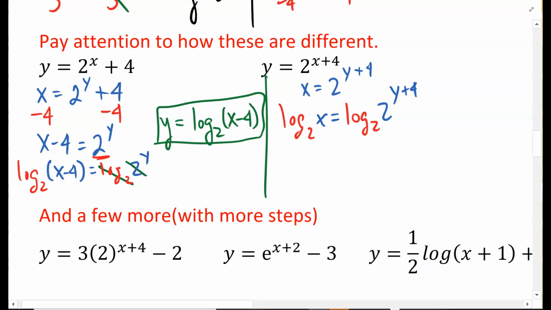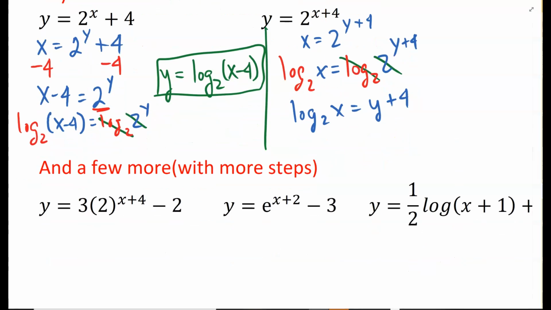All right, so at this point, the log base 2 gets rid of the base of 2, and we have log base 2 of x equals y plus 4. All right, so now we're rolling. We're not done because we have to solve for y, so we want to subtract 4 from both sides.